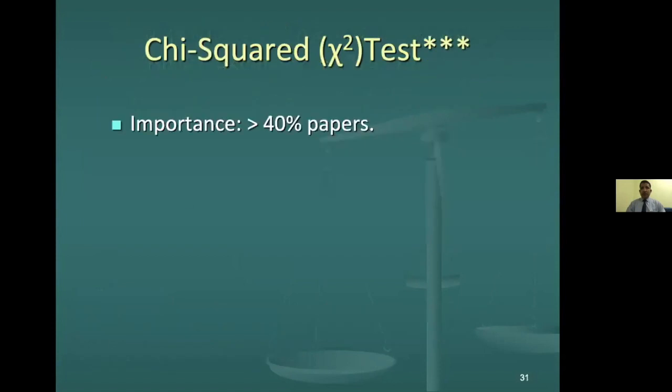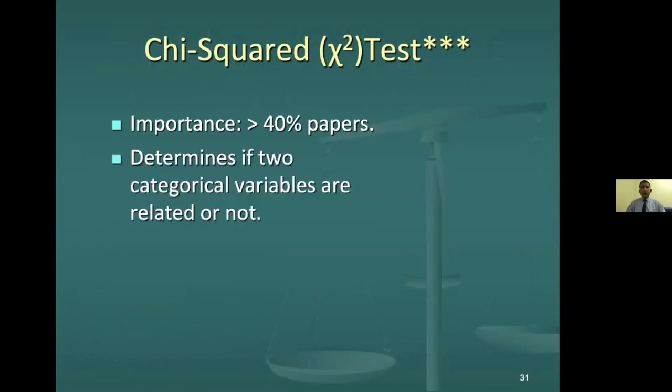Let's go to the chi-square test. Again, it is used in more than 40% of papers. We need to know this. It determines if two categorical variables are related. Here is the difference: in the t-test, you compare the two means from two sets of data, whereas in the chi-square test, you determine if two categorical variables are related or not. And it basically makes use of a contingency table.